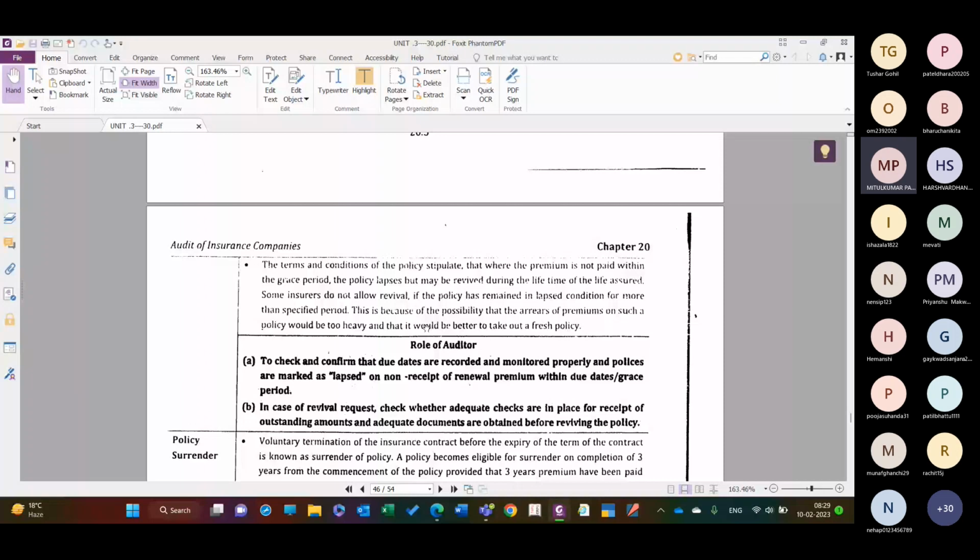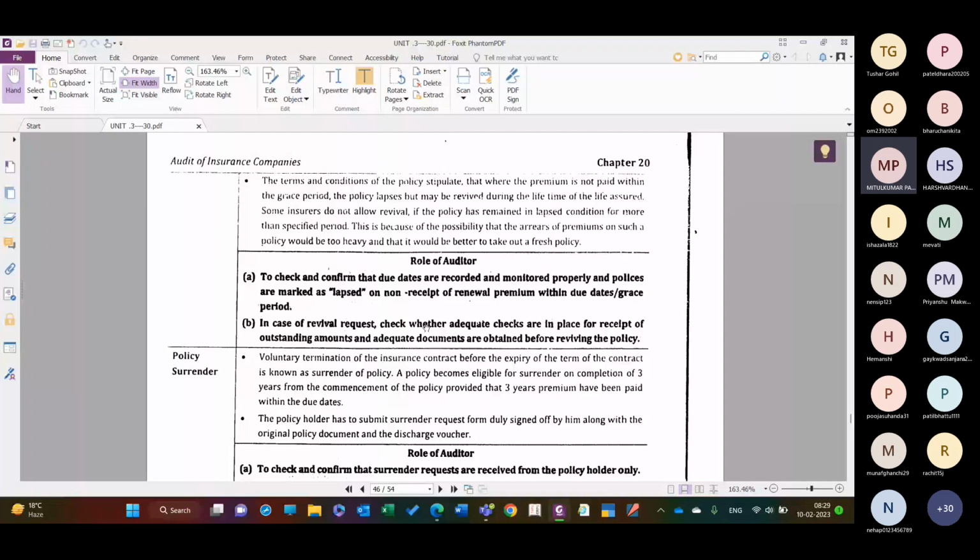Role of an auditor is to check and confirm that the due dates are recorded and monitored properly and the policies are marked as lapsed on no receipt of renewal premium within the due date or grace period. उसके अंदर वो लिखा होगा, तो ऑडिटर को ये डॉक्यूमेंट वेरीफाई करना पड़ेगा. And nowadays it is in a computerized system. So computerized system के अंदर उसके अंदर वो पॉलिसी को लॉक कर दिया होगा, है ना, उसके ऊपर लिख दिया होगा कि this policy has been lapsed and the grace period is also over because of the non-payment of premium. So now the premium cannot be accepted. So even if the policyholder goes to the branches or tries to pay online, it will not allow. So that is what it is all about.